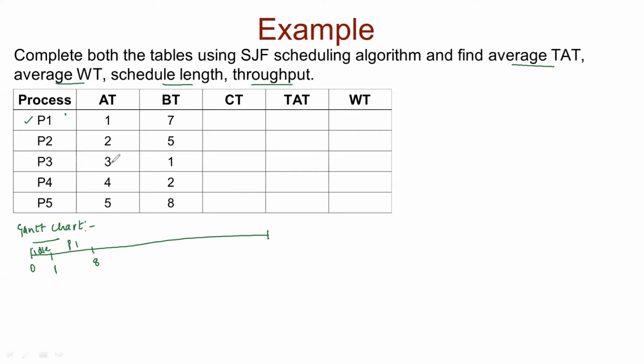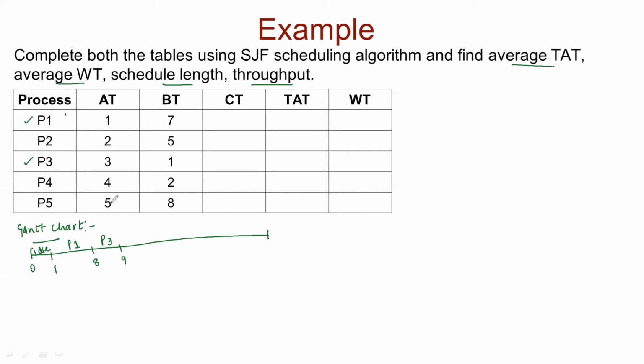At time 3, P3 came in the system which has a shorter burst time than P1, but still the CPU keeps on executing P1 because SJF is non-preemptive. At time 8, the system has a choice. The scheduler has a choice between P2, P3, P4 and P5. So P3 has the shortest next CPU burst. So it will execute for 1 time unit because its burst time is 1.